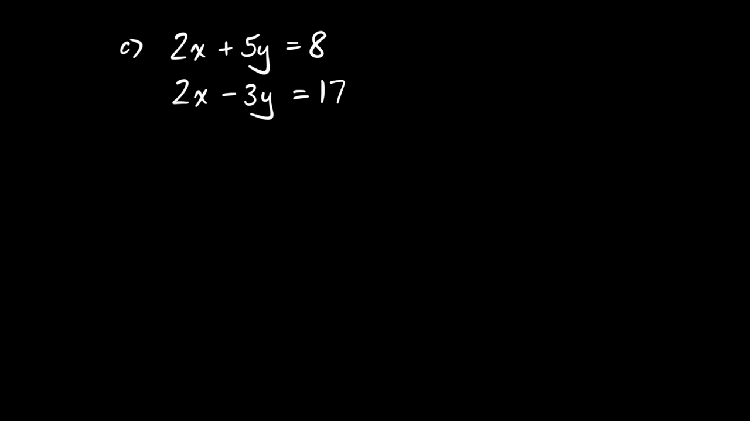Okay, you see the system in problem C. You have your first equation, 2x plus 5y equals 8. You have your second equation, 2x minus 3y equals 17. To solve the system by elimination, we're first looking for the same coefficients, and you see that. There's your 2's. And so we can go through then and we can eliminate our x's.